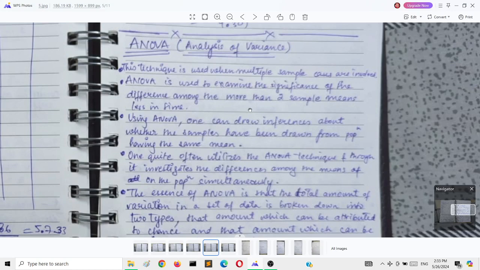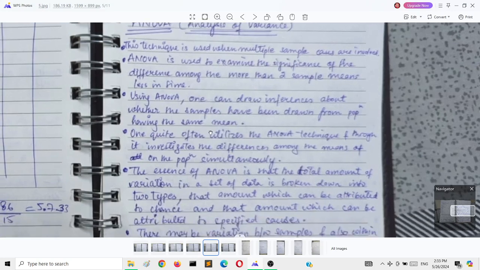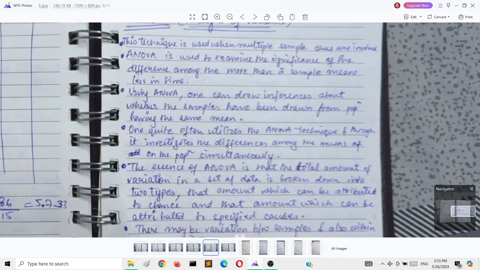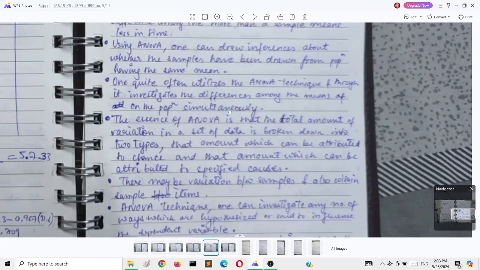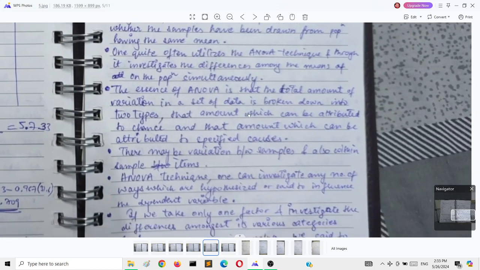ANOVA is used to examine the significance of the difference among more than two sample means. Using ANOVA, one can draw inferences about whether the samples have been drawn from populations having the same mean. One quite often utilizes the ANOVA technique to investigate the differences among the means of the population simultaneously. The essence of ANOVA is that the total amount of variation in a set of data is broken down into two types.